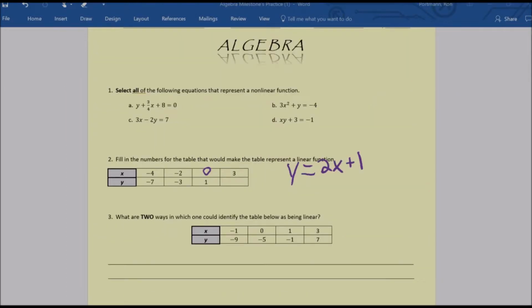We determined the equation was y equals 2x plus 1 by figuring out what the b value was, given that the m value is the rate of change. So what we're going to do now is figure out what this y value is, given that x is 3. So we're going to figure out what y is when x is 3. 2 times 3 gives you 6. 6 plus 1 would give you 7.